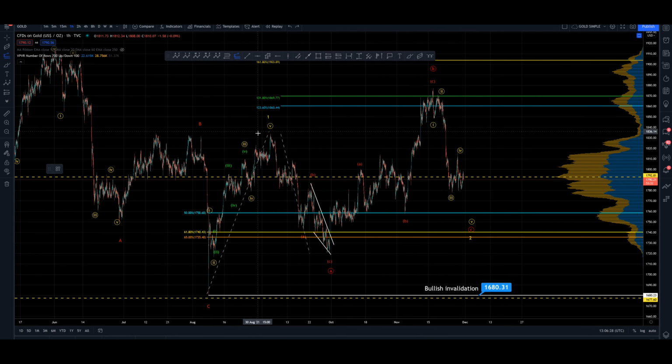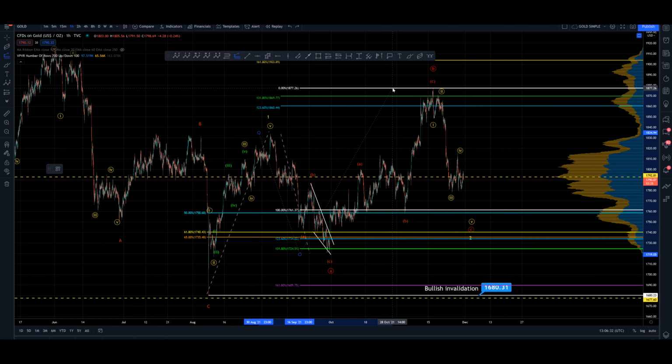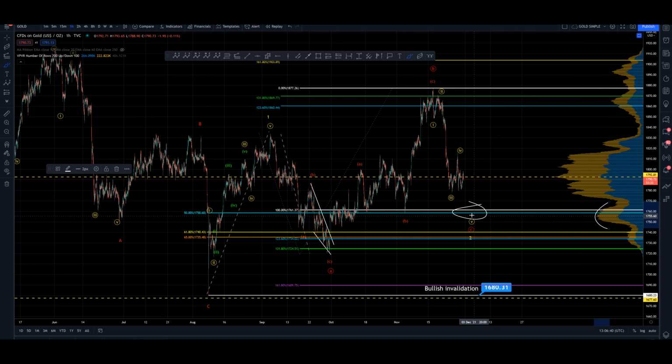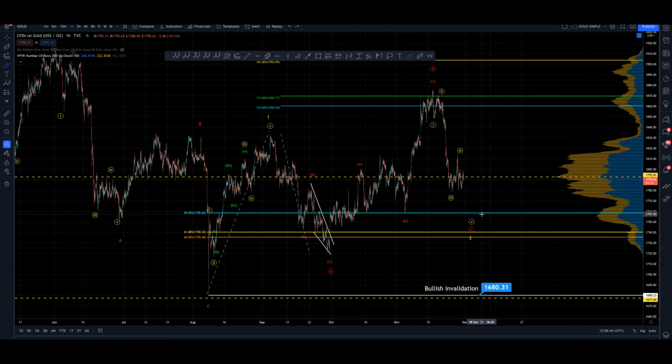Let's just have a look where that was. Didn't take note of that, sorry. So the 100 overlaps exactly, or very close to the 50 right here. It goes over this volume node, and we have a 50 and the 100 over each other here. So that's going to be a strong area of support.